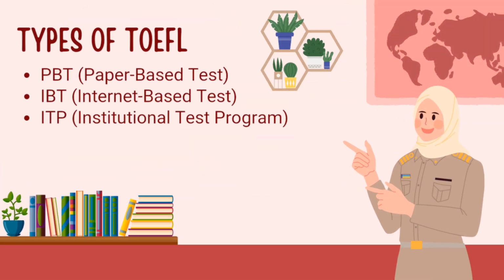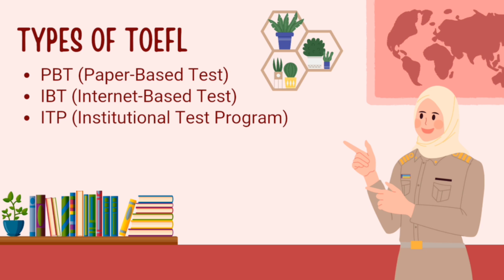Next, we will discuss the types of TOEFL. There are several types of TOEFL. First is PBT, or paper-based test. PBT is a more traditional format. Next is IBT, internet-based test. IBT is an online test that is most often used to apply for overseas universities. Last is ITP, institutional test program, usually used for local needs or a specific institution.